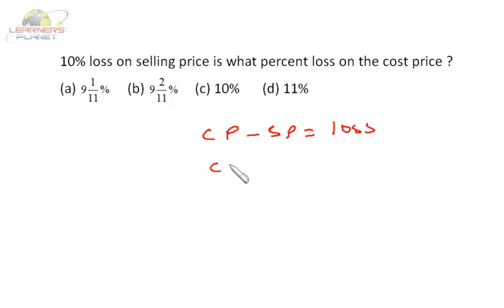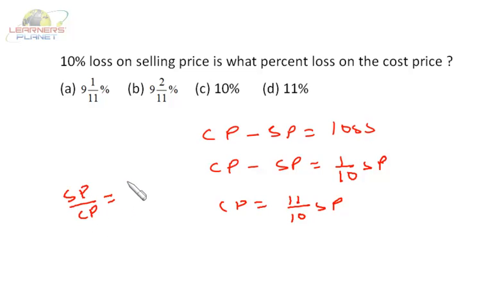So in this case, selling price is SP and loss is 10% of SP. Okay, 10% loss on selling price. So it's 10% of SP, or we can say 1 by 10 of SP. That means CP is equal to 1 by 10 of SP plus 1 SP, that is 11 by 10 of SP. That means SP by CP is equal to 10 by 11. So what is the loss? That is 1 by 11, and what 1 by 11 is? 9 1 by 11%. I hope you are clear.